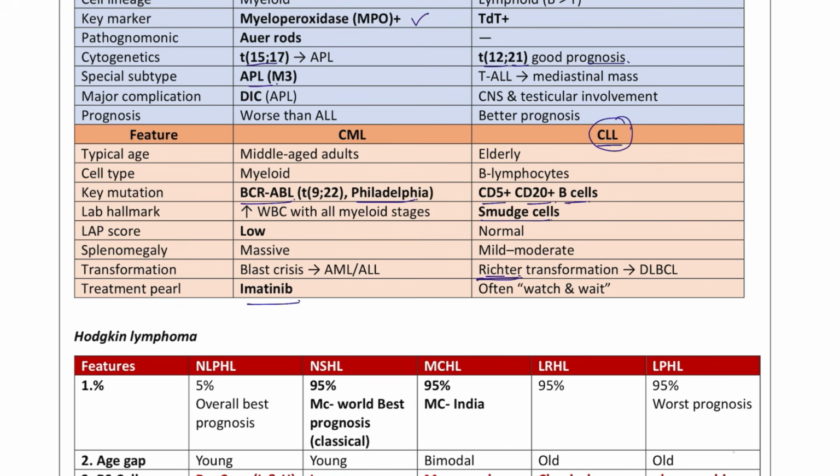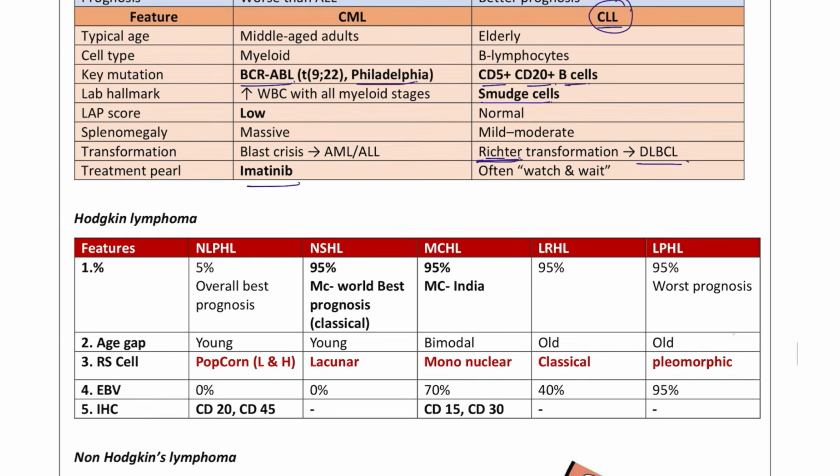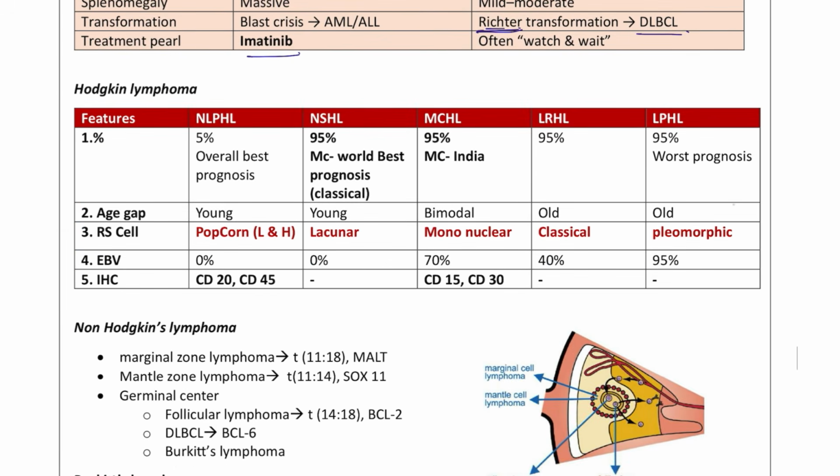What is Richter's transformation? It is going to convert into lymphoma, from leukemia to lymphoma, that is seen with the CLL. Next, Hodgkin lymphoma. In Hodgkin lymphoma, the most common is MCHL, the worst prognosis is LDHL, and a very good prognosis is NLPHL.